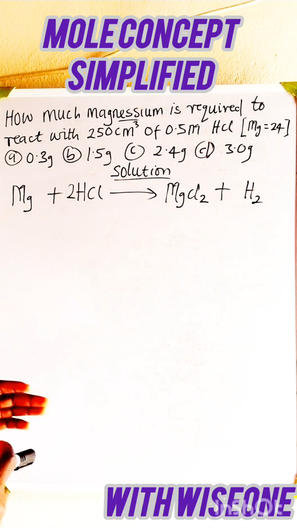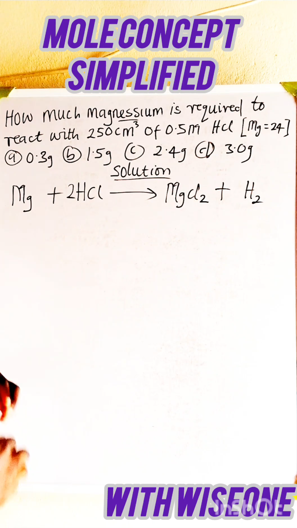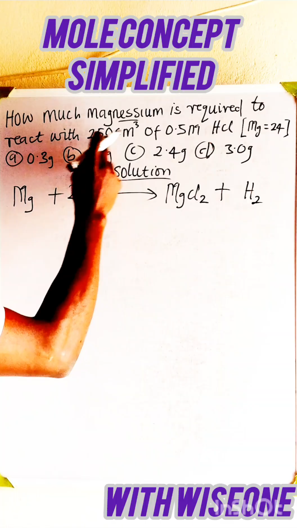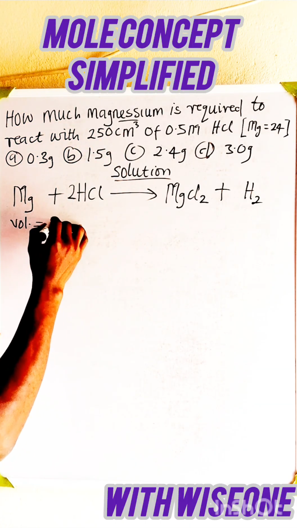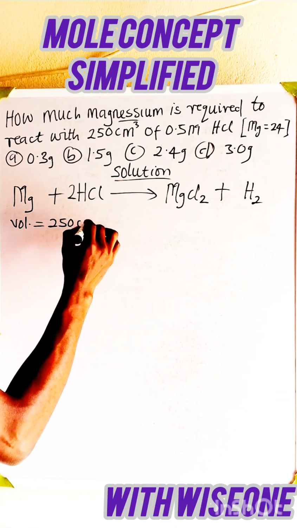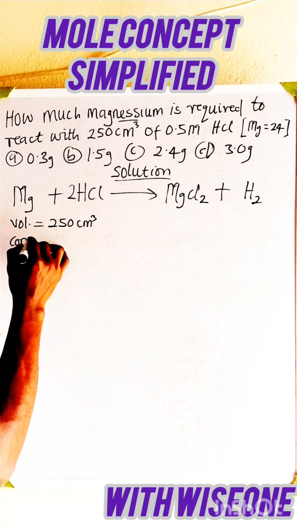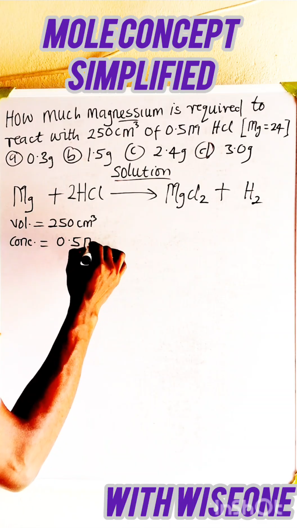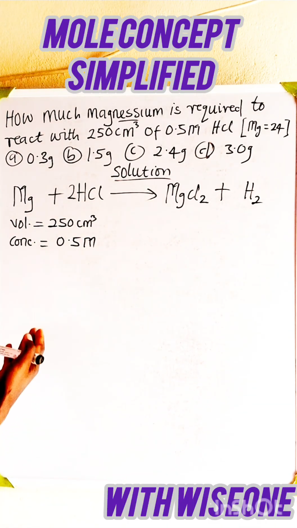Okay, so the next thing we are going to do now, let us spell out the parameters that are given to us in the equation so that we know the formula we are going to use. The first parameter that is given to us here is volume because of the unit that is attached. So volume is given to be 250 cm cube. The next thing that is given to us here is concentration. Concentration here is given to us to be 0.5 molar.